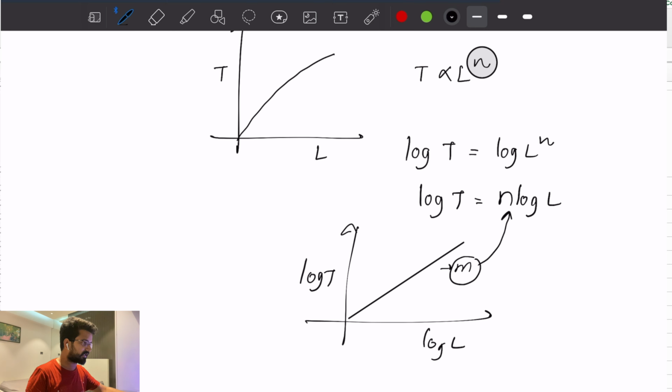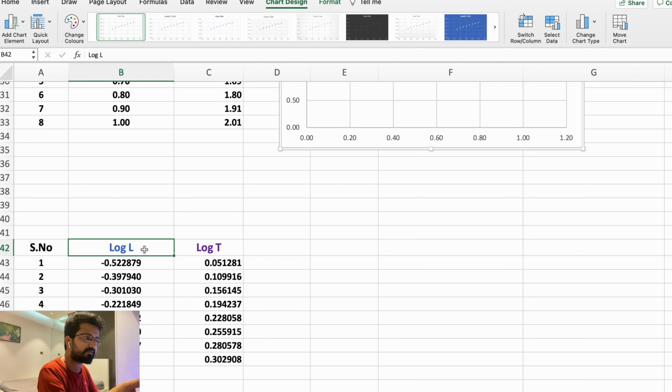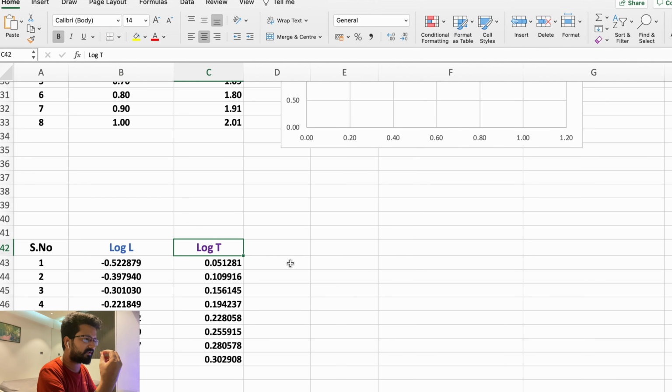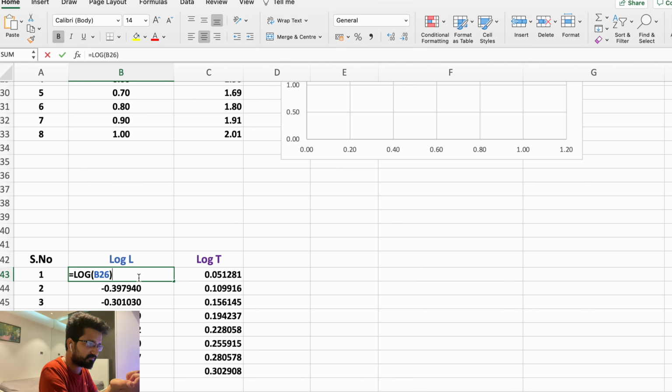So let's go ahead and do that. What I need now is the value of log L, that is over here with you, and we need the value of log T. So what I've done over here is simply applied the log function, as you can see over here.